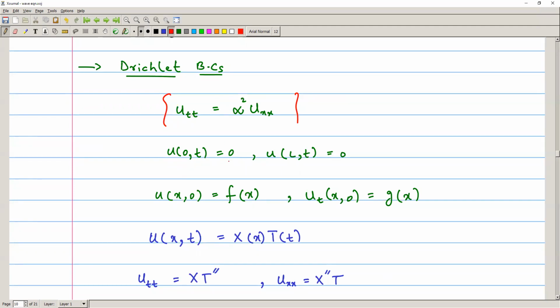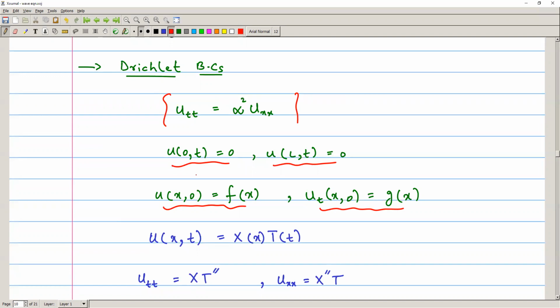The boundary conditions are given as well, that is u of 0 comma t is equal to 0 and u of L comma t is equal to 0. We can see that these are the Dirichlet boundary conditions and they are homogeneous, because both ends are fixed at 0. Here we can see that the initial conditions are given as well, initial displacement and initial velocity.